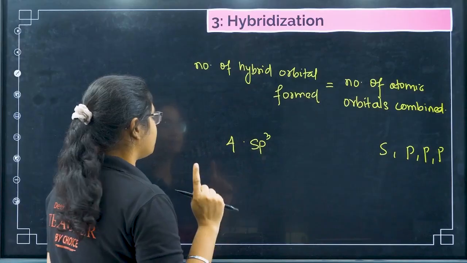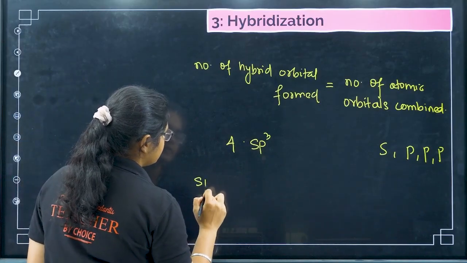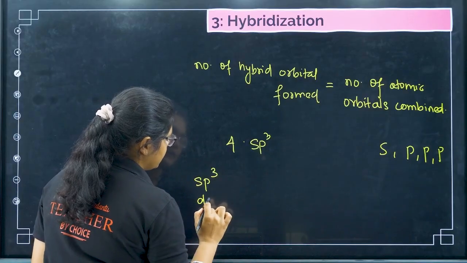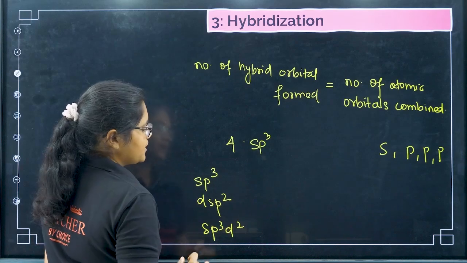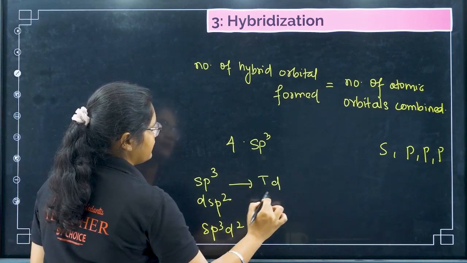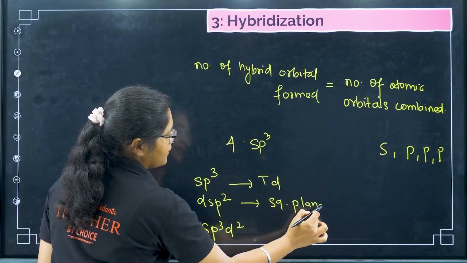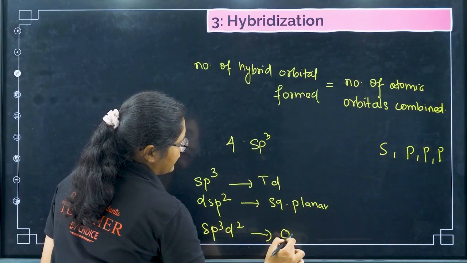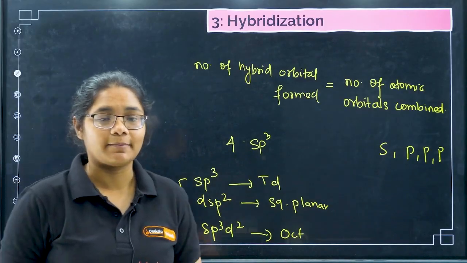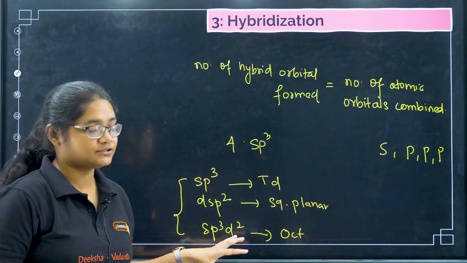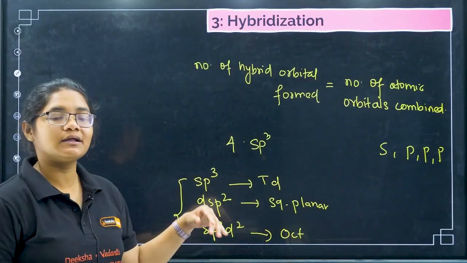Here I am telling you to remember certain important hybridizations. One is sp3 hybridization, another is dsp2 hybridization, and sp3d2 hybridization. This one is tetrahedral geometry, this is square planar geometry, and this is octahedral geometry. This will be required in the class 12 chapters. These 3 hybridizations will be required much more. So do practice this once again.